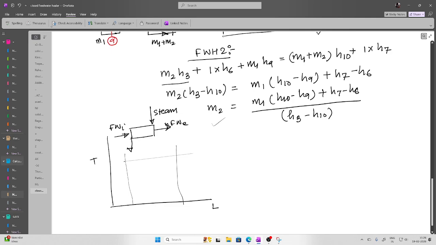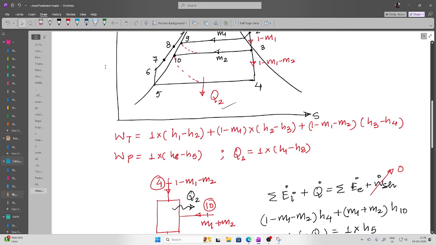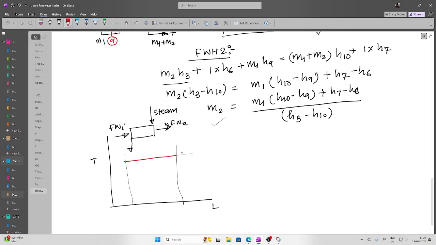So what is happening if I change the color? Okay, the feed water is entering at point number 3 and exiting at 10. So this is your 3 and this is your 10, because during phase change there is no change in temperature. But what is happening to water? Its temperature is continuously rising. So this is what is happening.